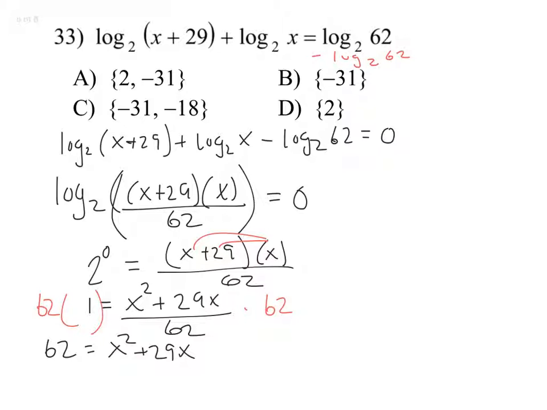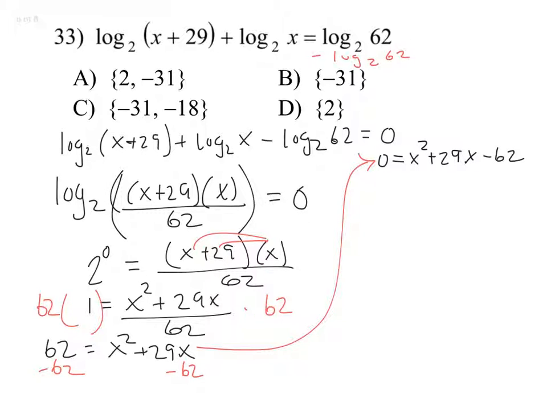Now the thing is that I realize I have a quadratic equation, which means I need to use some methods for solving quadratics. So those would be like using the quadratic formula or factoring. Before I do those, though, what I'm going to have to do is put this into standard form, which it is not in standard form right now. So I'm going to subtract 62 from both sides, because standard form means I have 0 on one side and all my stuff is on the other side. So I get 0 equals x squared plus 29x minus 62.